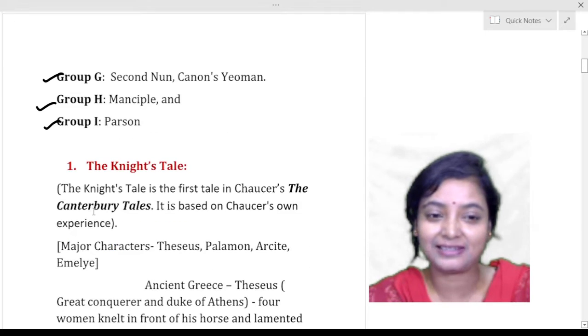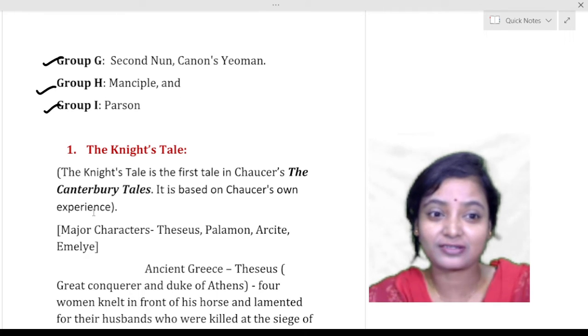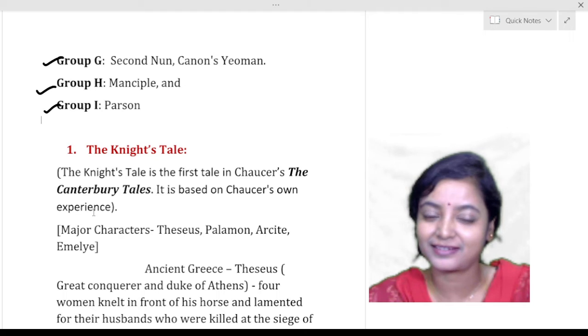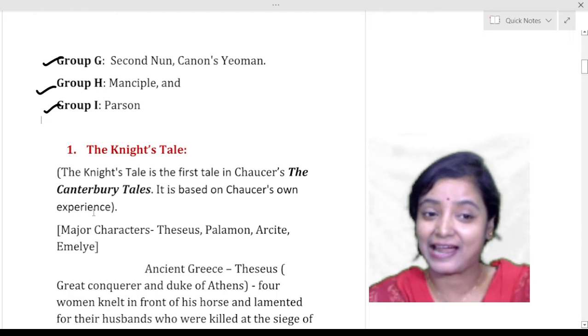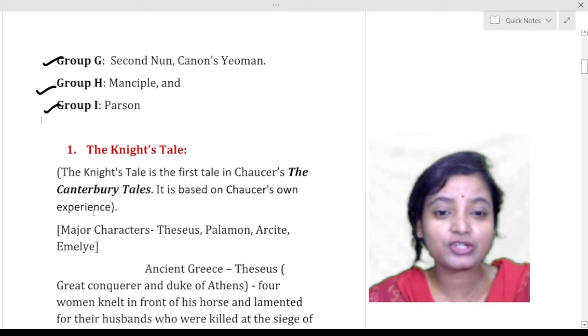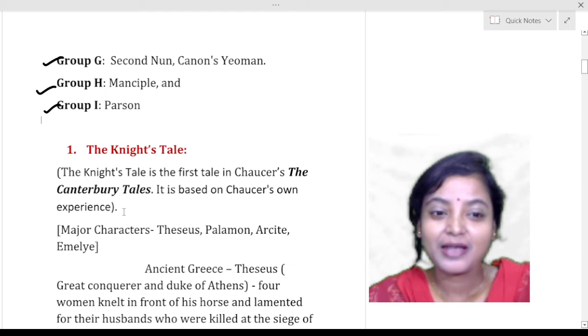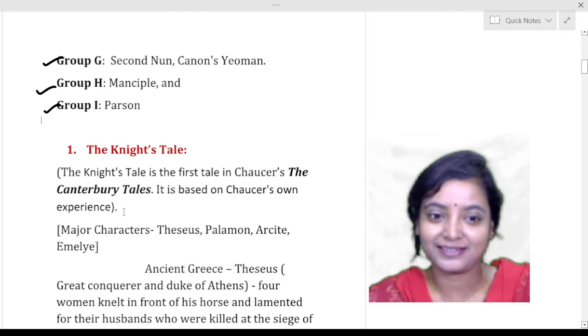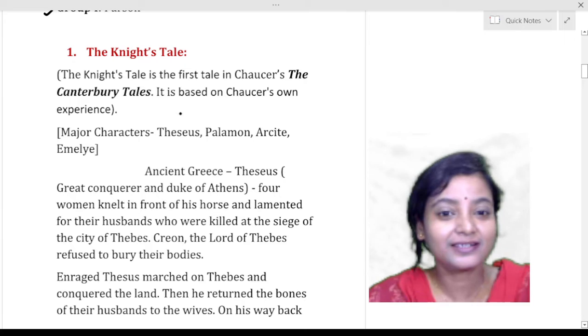The first tale that will be introduced is the Knight's Tale. The Knight's Tale is the first tale in Chaucer's The Canterbury Tales. Keep it in mind whose tale is the first: the Knight's Tale. It is based on Chaucer's own experience. Major characters of the Knight's Tale: Theseus, Palamon, Arcite, and Emily. The setting is the backdrop of ancient Greece.